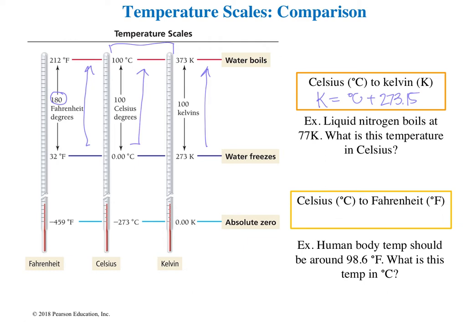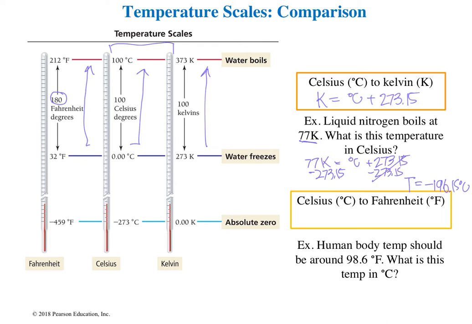So if we have liquid nitrogen boiling at 77 Kelvin, what's that temperature in Celsius? We're going to plug in this number for Kelvin. So we have 77 Kelvin equals, we're trying to solve for Celsius, plus 273.15. We're going to subtract that over to both sides. And so we get that the new temperature is negative 196.15 degrees Celsius.